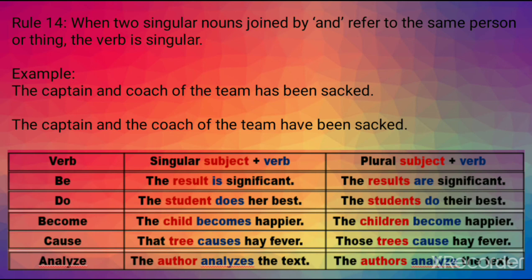Be form verb is used in the sentence. The result is significant. Plural form, the results are significant. Do form, the student does her best. The students do their best. Become, the child becomes happier. The children become happier. Cause, that tree causes hay fever. Those trees cause hay fever. Analyze, the author analyzes the text. The authors analyze the text.